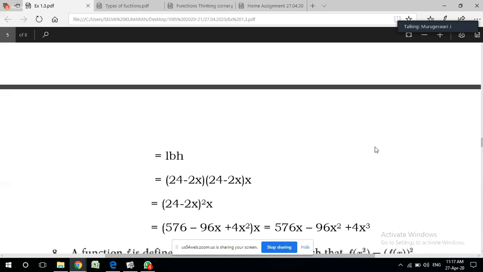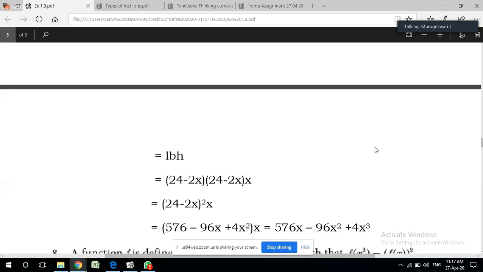24 minus 2x, 24 minus 2x, two times are there. So multiplying these two, we get the square, isn't it? So 24 minus 2x the whole square into x. So what is the value of 24 minus 2x the whole square? We already know a minus b the whole square, isn't it? Using that formula, we get the answer. So what is a minus b the whole square? a square minus 2ab plus b square.